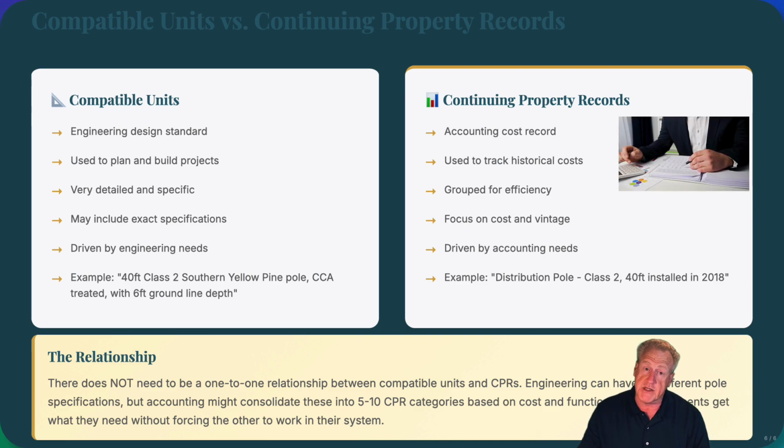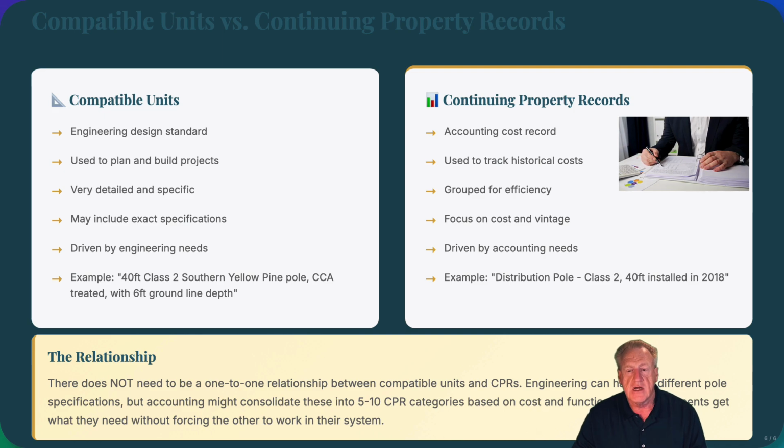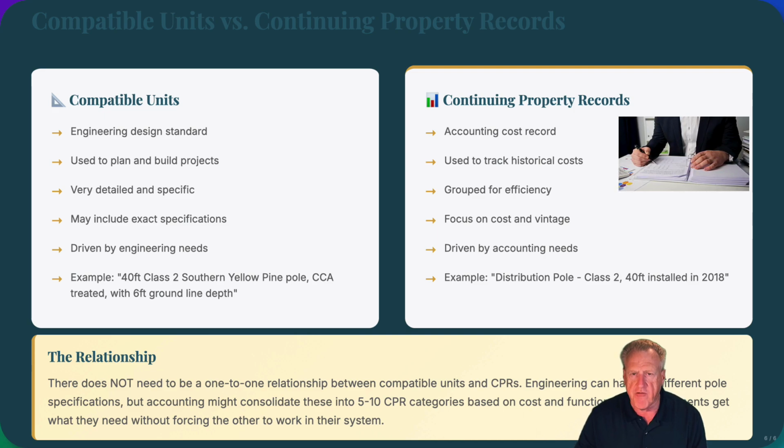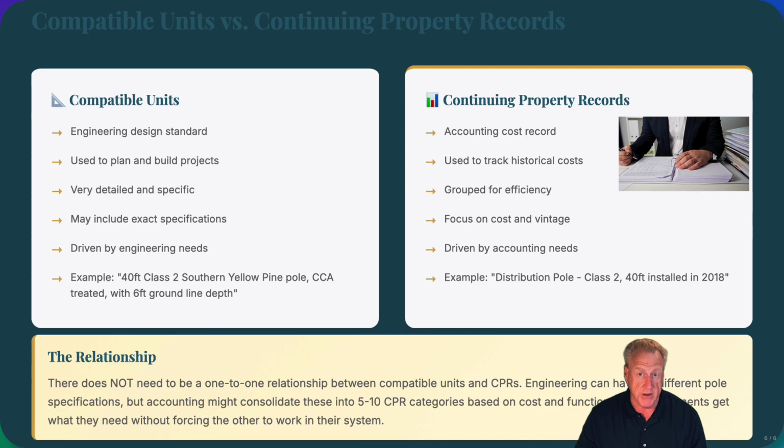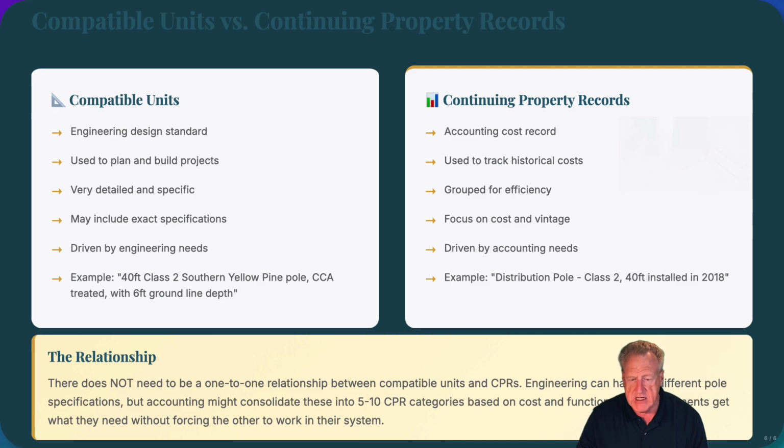And then on the flip side, the CPRs, that's the accounting cost record used to track historical costs. So a lot more general in nature. You don't need to know every nut and bolt on a CPR that you do on a compatible unit. You couldn't build something with a CPR, but you can certainly account for it. And this is driven by the accounting needs. We don't need that necessary detail.